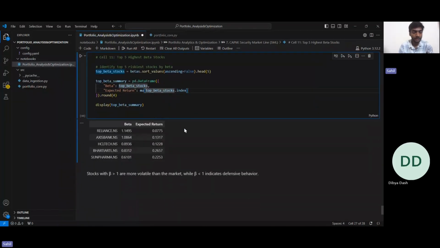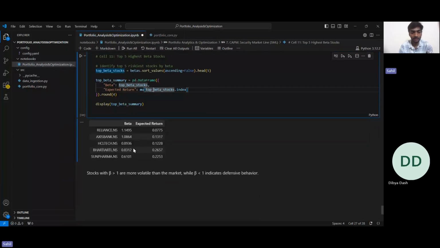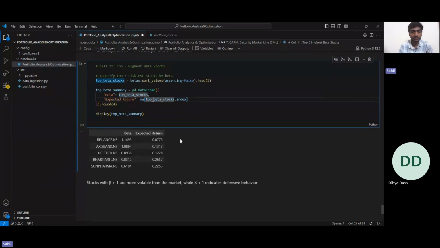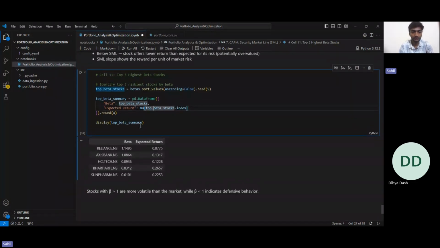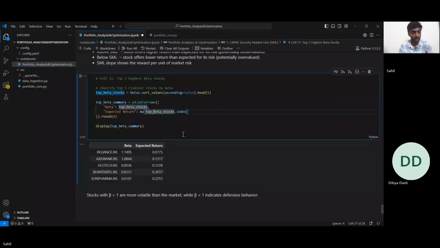Next, we see the stocks by highest beta. The stocks with beta greater than 1 are riskier than the market, so it's good not to invest in those stocks as well. With this, we move back to our slides, and Divya will continue.